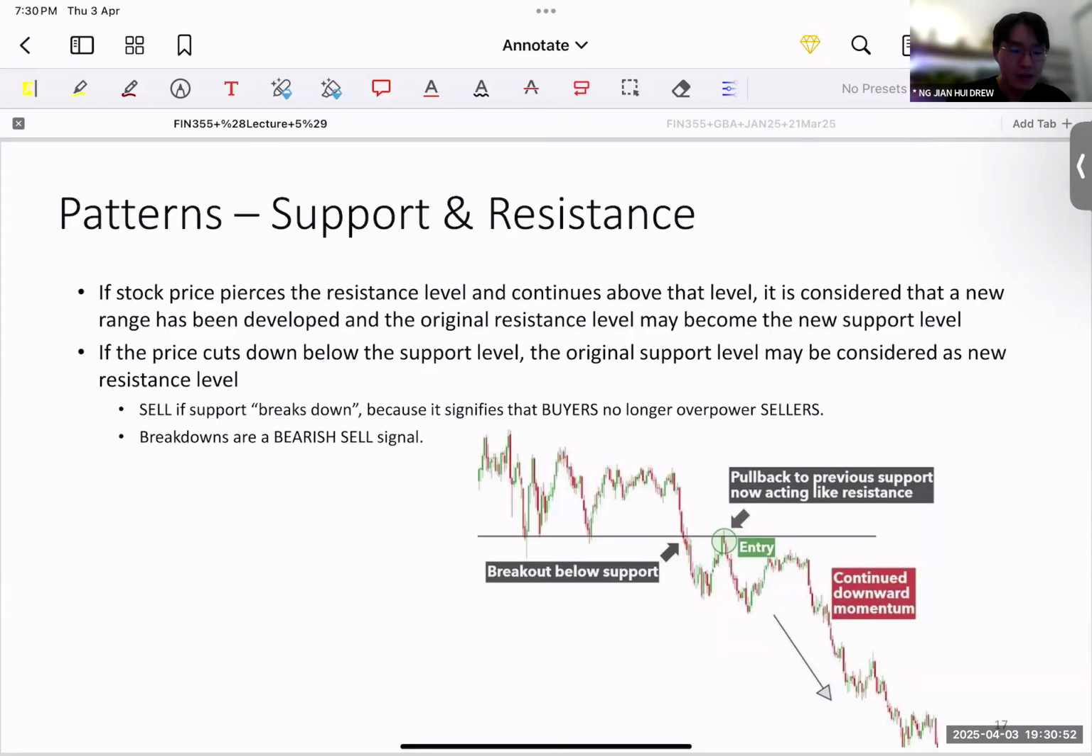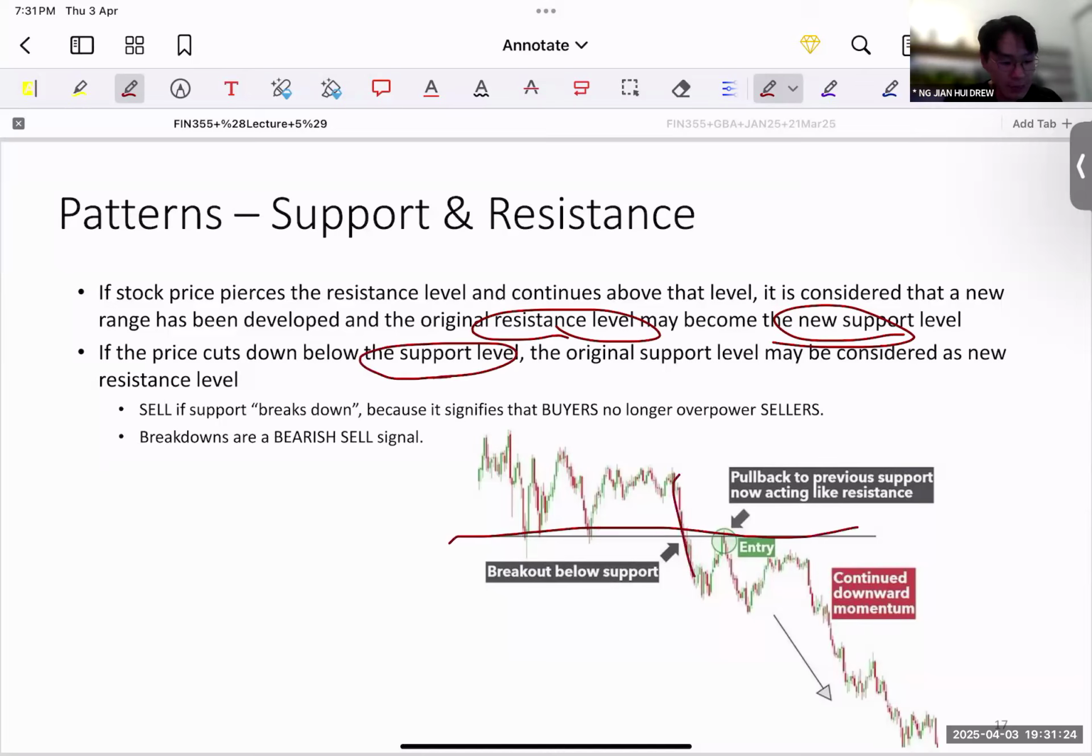be breached, and the new support might become the resistance, right? So let's look at what I say. If the price pierces the resistance level and continues above the level, it is now considered the new range, and the original resistance becomes the support. Vice versa, the support, if it pierces through, will become the resistance. So if the price cuts below the support, so this is the support now, if it cuts below the support here, then this thing now becomes the resistance.